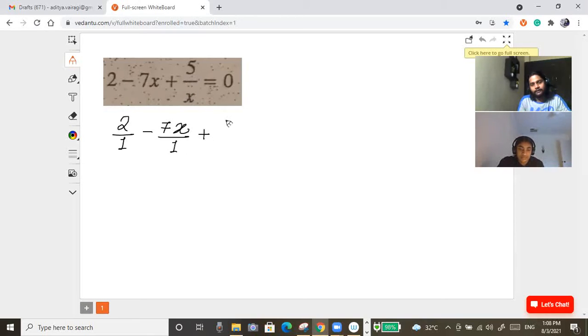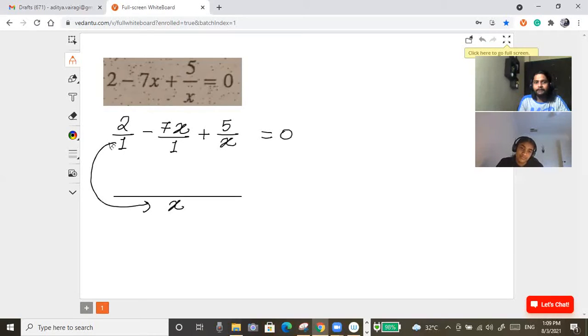Then it's 5 over x, it's already there like this, and that's equal to 0. Any doubt till here? Now we have to consider a denominator which is common to all of them. So basically we multiply all the denominators, right? Now 1 times x is just x over here, so we simply write x.